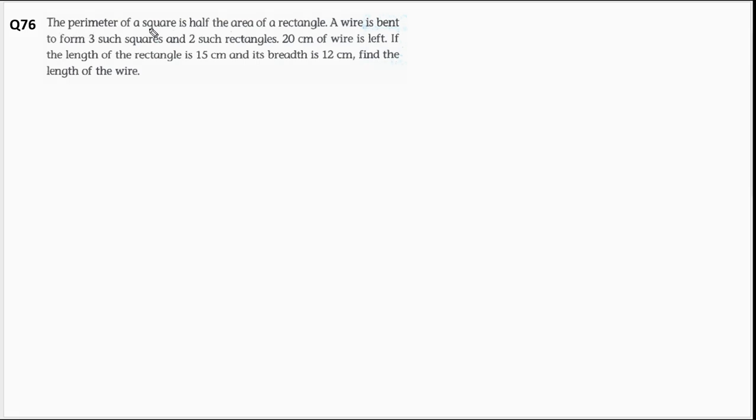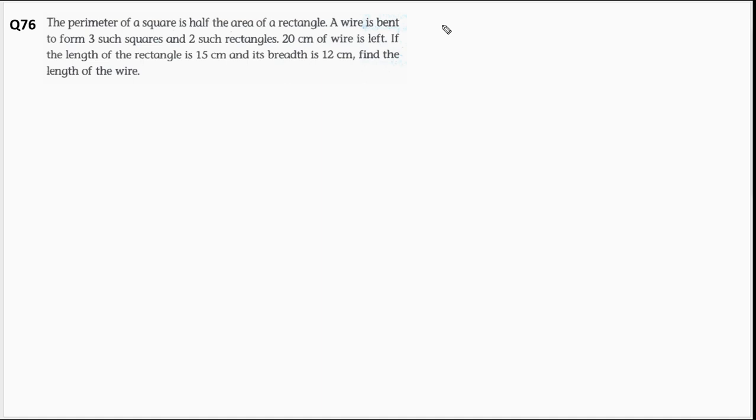The perimeter of a square is half the area of a rectangle. A wire is bent to form 3 such squares and 2 such rectangles. 20 centimeters of wire is left. If the length of the rectangle is 15 centimeters and its breadth is 12 centimeters, we're asked to find the length of the wire.